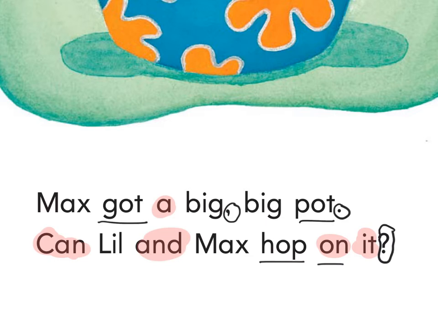So pause the video and practice reading this by yourself. Get your finger ready to read together. Fingers ready on the word Max. Ready and read. Max got a big, big pot. Can Lil and Max hop on it?